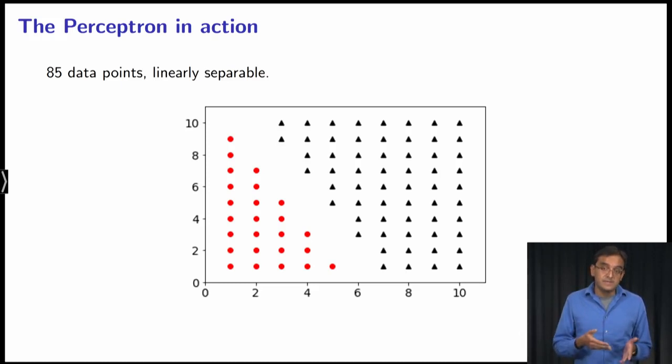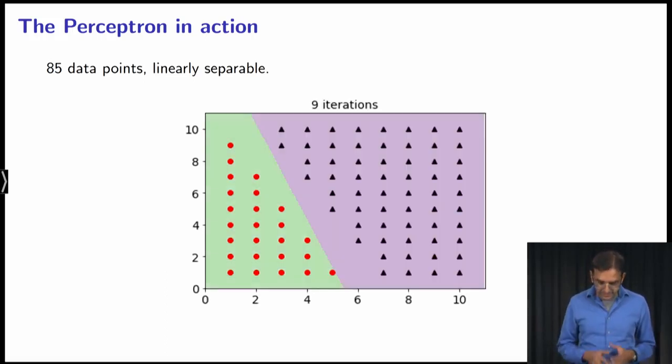Now, in the case of perceptron, different random permutations can lead to different outcomes. So let's just look at several runs. Okay. So this is the first run. It found a linear separator that perfectly classifies the data. Okay. And it made 9 updates.